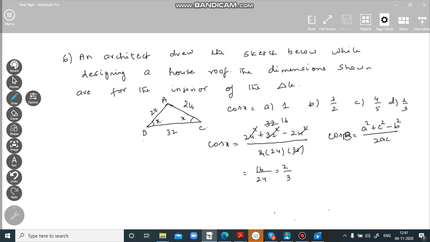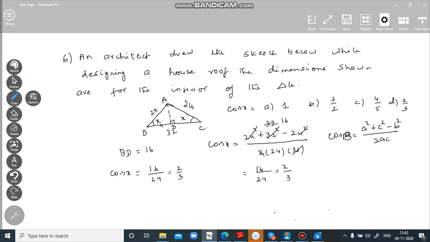If the student is not aware of that formula, I am going to do it by a different method. I am going to drop a perpendicular from A to BC, let it fall at D. And since ABC is an isosceles triangle, the altitude from the vertex should bisect the base. Therefore, BD has to be equal to half of 32, which is 16. So, making use of cos x for triangle ADC, cos x is equal to 16 by 24, which also reduces to 2 by 3.